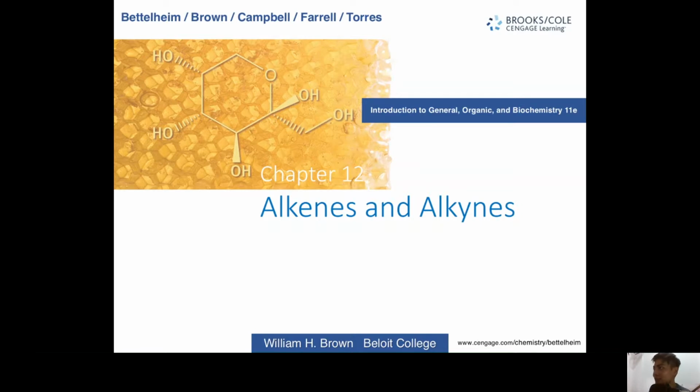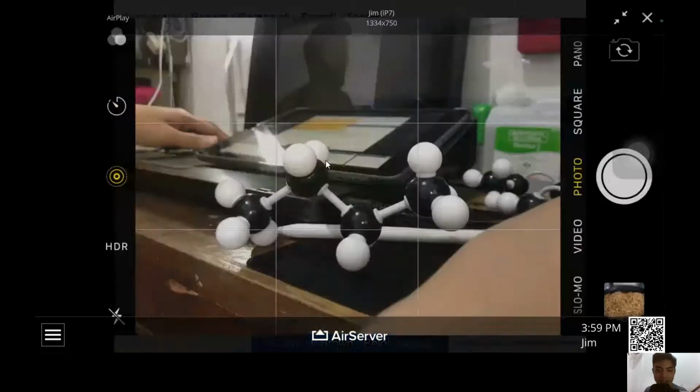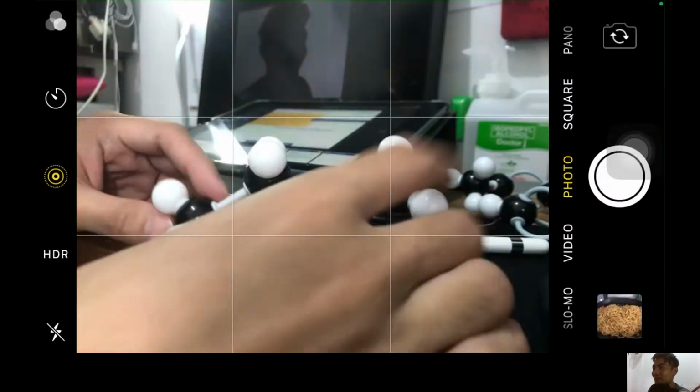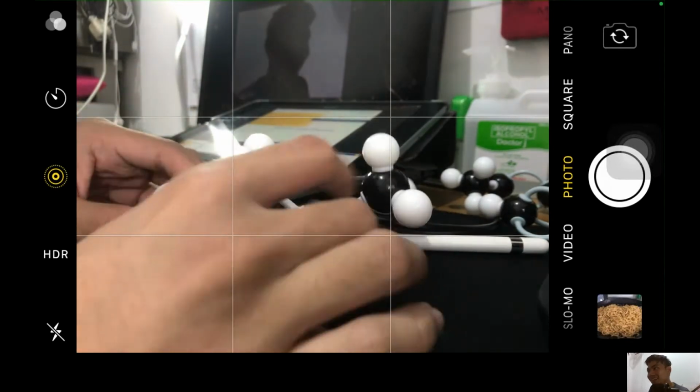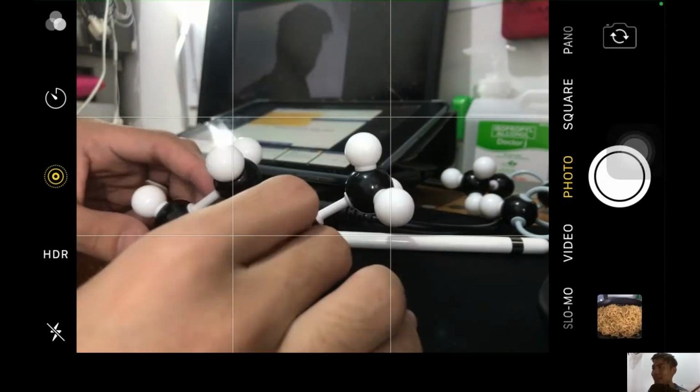So, teka lang. Ayan. So, I bought this toy. Bumili ako nito sa Shopee. So, kung gusto niyo bumili, bili din kayo, no? Okay, so this is a molecular model kit, no?